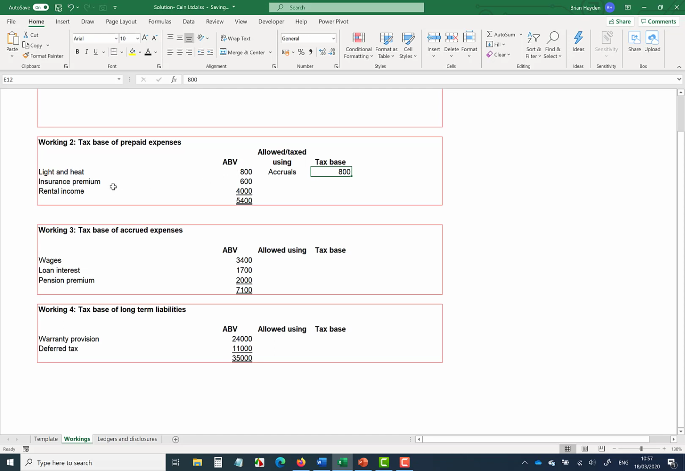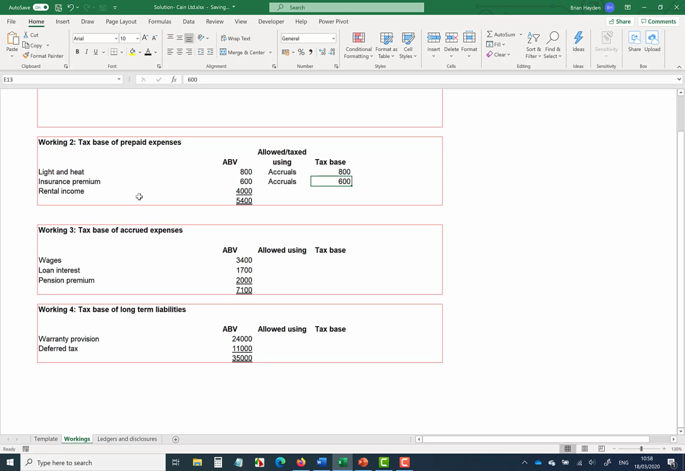For insurance premium, €600 accounting book value. Again, if you think back to a case 1 computation, we don't add back accrued insurance. There's no need to add it back. So if it's not added back because it's accrued, that tells me it's allowed on an accruals basis. Okay, so again, exactly the same outcome.